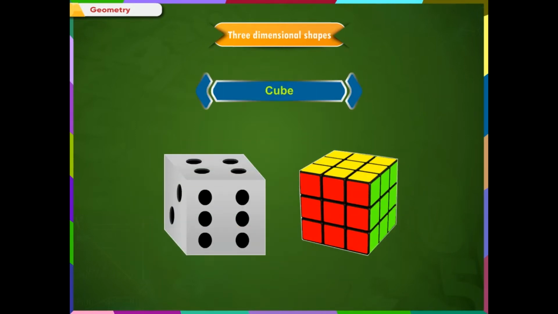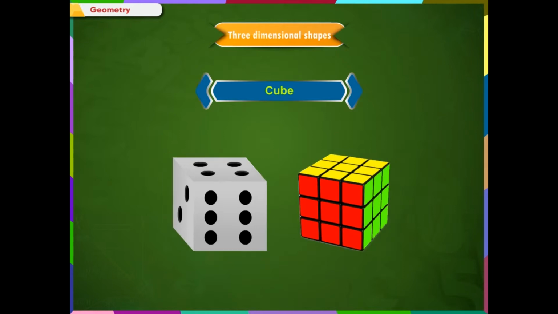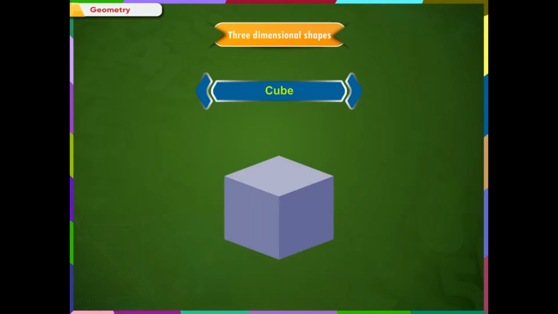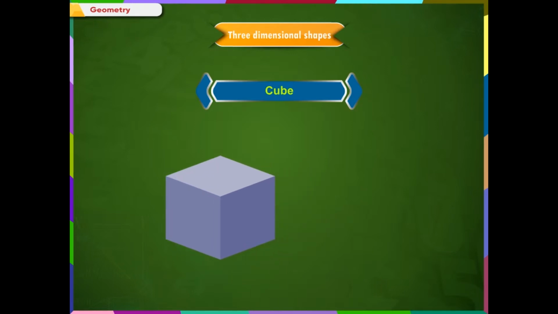Cube. A dice or a Rubik's cube is the best example of a cube. A cube is a special cuboid which has all sides equal. A cube also has 6 faces, 12 edges, and 8 vertices.